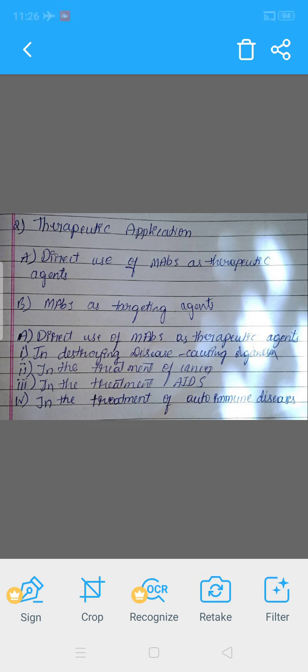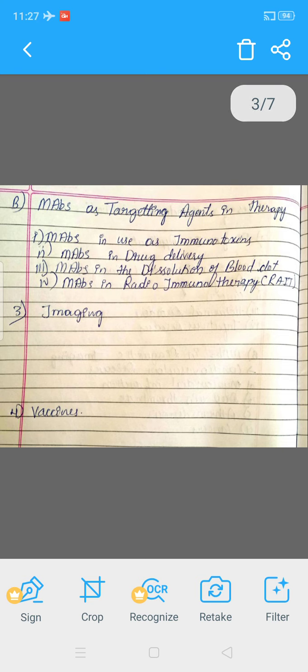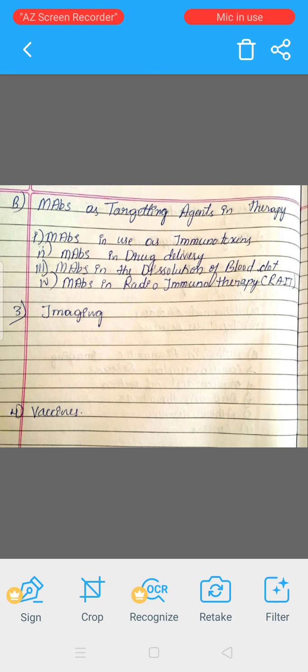And next one, monoclonal antibodies targeting agents. First one, monoclonal antibodies used as immunotoxin. Toxins can be coupled with monoclonal antibodies to form immunotoxins and used in therapy. For example, diphtheria toxin and Pseudomonas exotoxin are toxins used for cancer treatment.